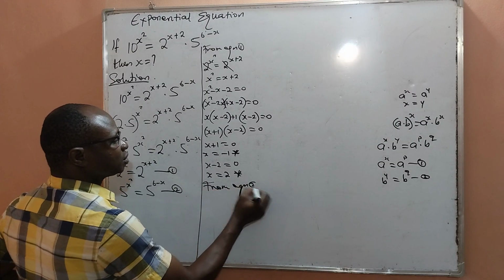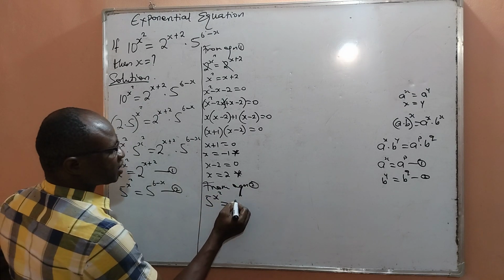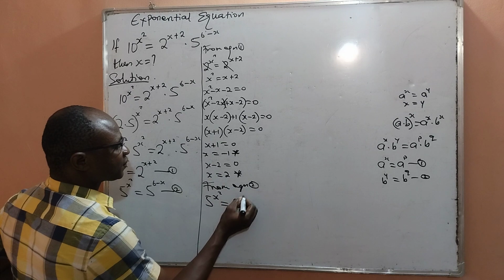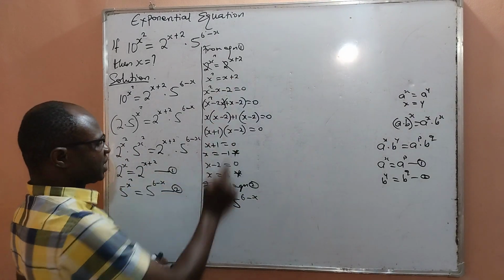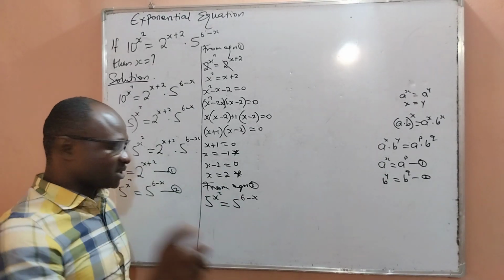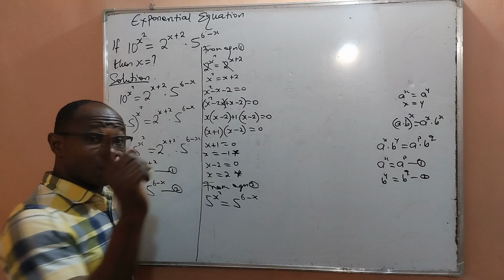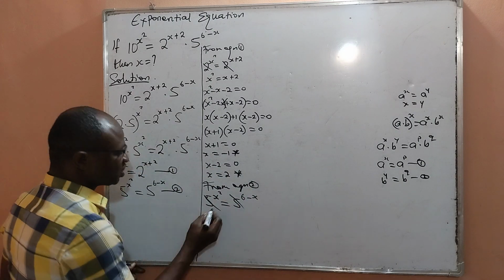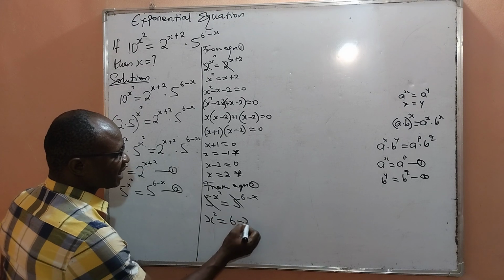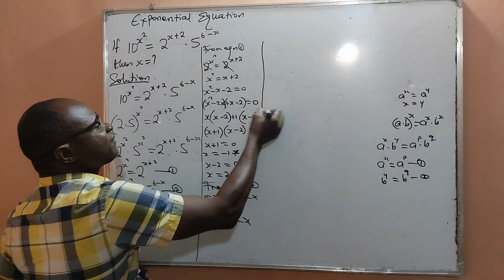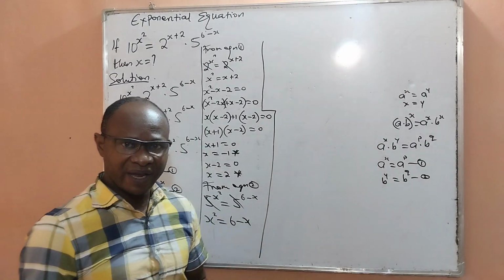Equation 2 is 5 to the power of x squared is equal to 5 to the power of 6 minus x. The same thing that happened in the first equation will happen in the second equation. What is that? The bases are the same, therefore the powers ought to be equal. We cancel out the bases to have x squared equal to 6 minus x. So, moving forward from this second equation, we are going to also find the values of x.